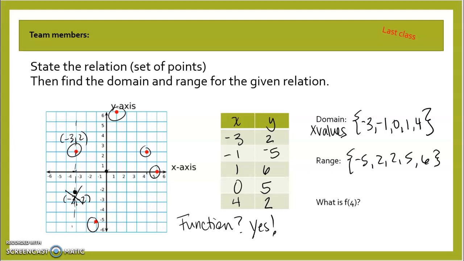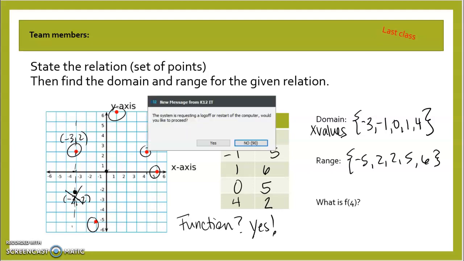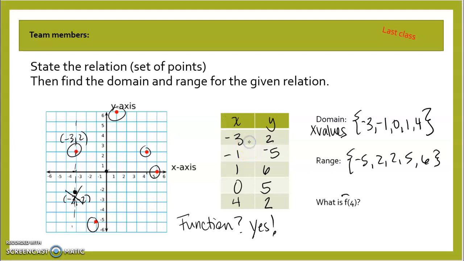And here they're asking for some function operation. So remember, f of 4, that's how we say that, f of 4. And the value on the inside is the x. Remember, f of x. So this is saying when x is 4, what is y? Remember, f of x is the same thing as y. So we're going to go to the x coordinate when x is 4, and that means y is 2.